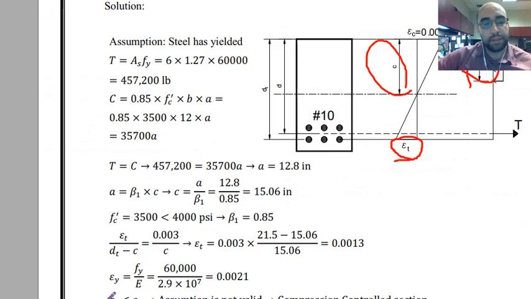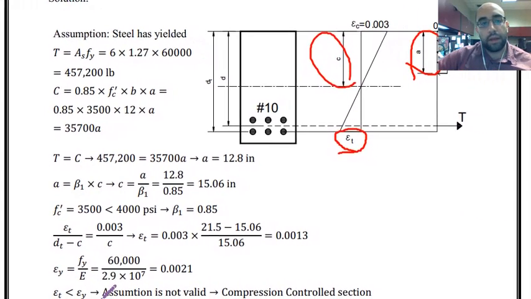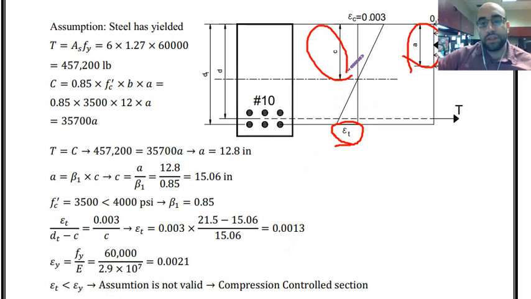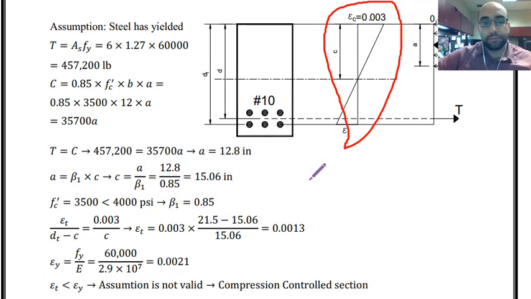Let's return to the example. And we talked about this strain distribution. And based on this, I can find this strain. That is why I need to calculate C. So this is the equation. C will be A divided by beta 1. We said beta 1 is equal to 0.85. And then A, we found it already as 12.8 inches. So dividing that by beta 1 will give me C as 15.06 inches. That is C.